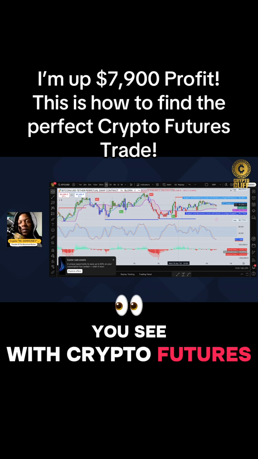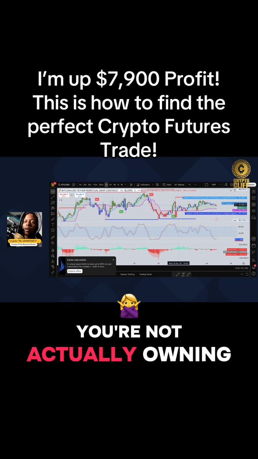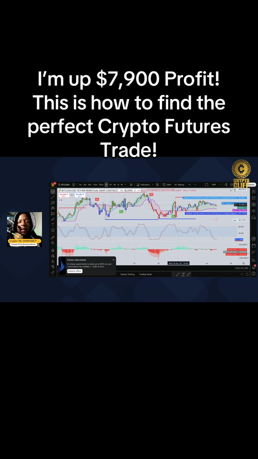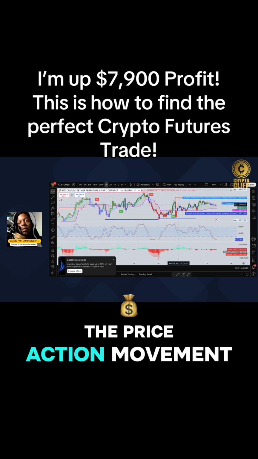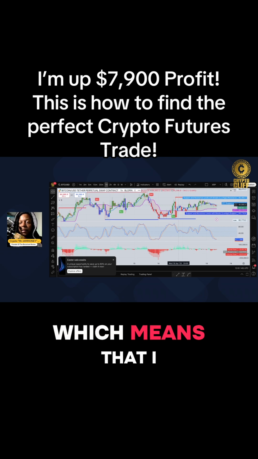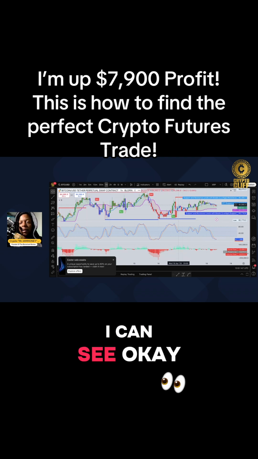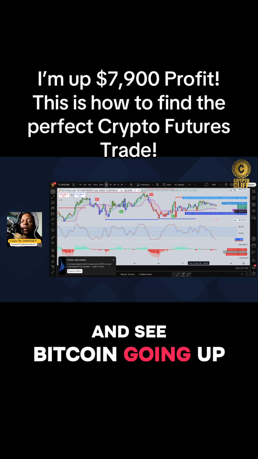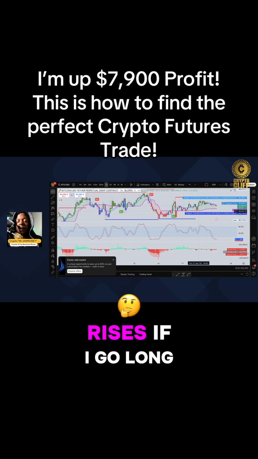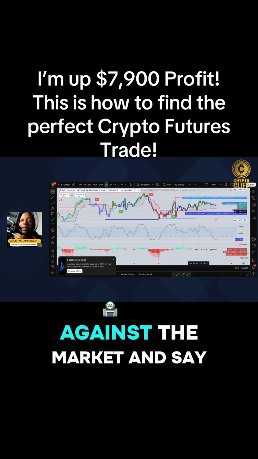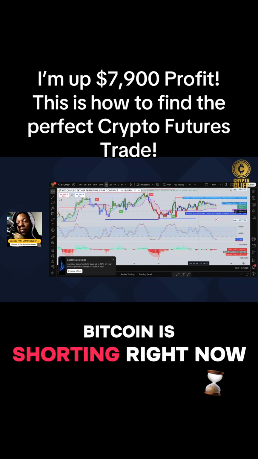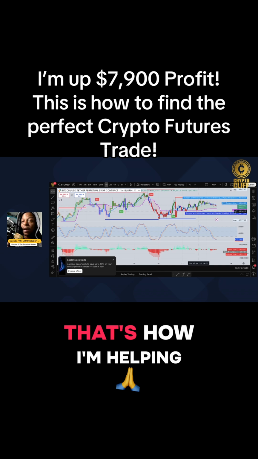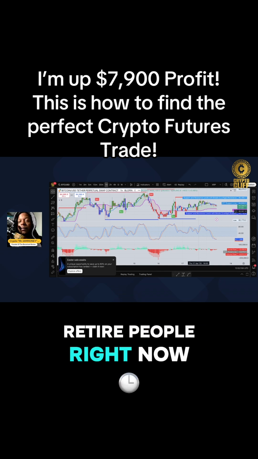You see, with crypto futures, you're not actually owning that asset. You use a stable coin like USDT to ride the price action movement of that cryptocurrency asset, which means that I can bet for the market. I can say, okay, Bitcoin is going up. I can look at this and chart it and see Bitcoin going up, and I can make money as the market rises if I go long. Or I can bet against the market and say Bitcoin is shorting right now and make money as Bitcoin falls. That's the main difference.